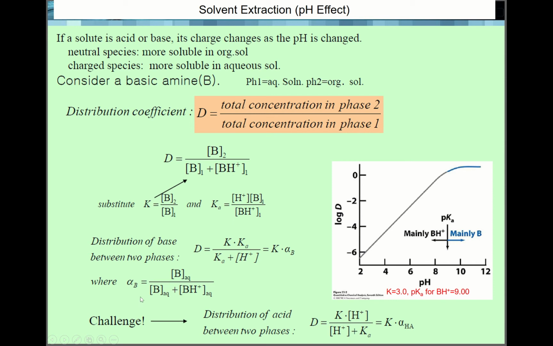This equation is for a base, but we can derive the same kind of equation for an acid. This is a challenge for you. For the distribution of an acid between two phases, D is given by this equation. In this case also, D equals K multiplied by alpha HA, where alpha HA is the fraction of the HA form in aqueous solution. This is left for you.